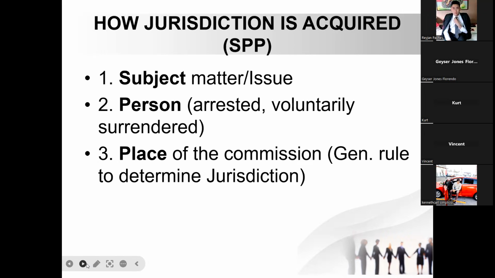Second naman, yan yung tinatawag natin na person. Okay, paano natin makukuha, class, ang jurisdiction over the person? Kapag na-aresto natin sila, arrested, kapag nag-voluntary surrender sila, pwede natin makuha ngayon ang jurisdiction over the person. Again, paano natin makukuha yung jurisdiction over the person? Of course, by actual restraint. Yung aarestuhin natin sila or hindi na magpapa-aresto, voluntarily surrendered to the authorities. Kaya yung tinatawag natin ngayon, class, as jurisdiction over the person.